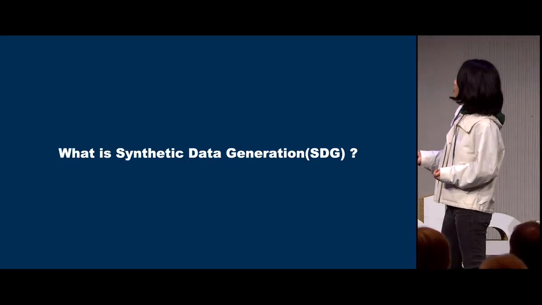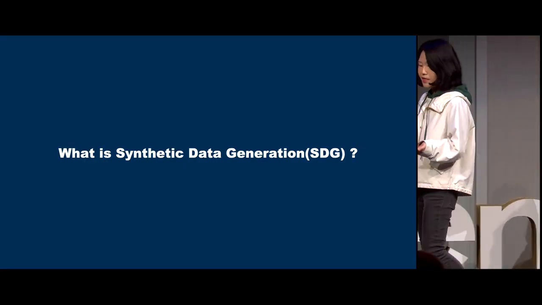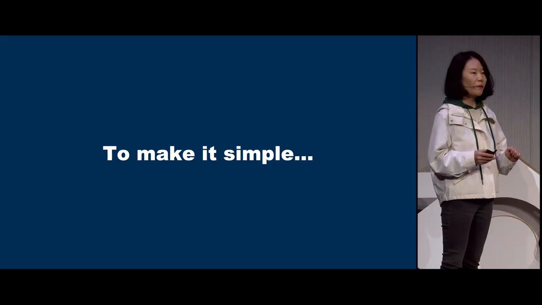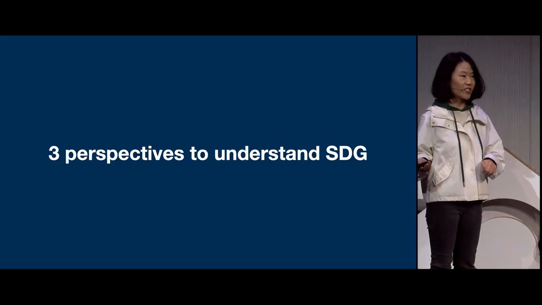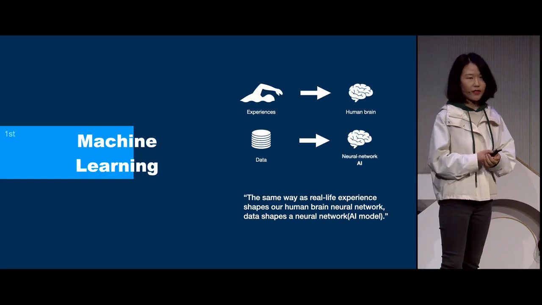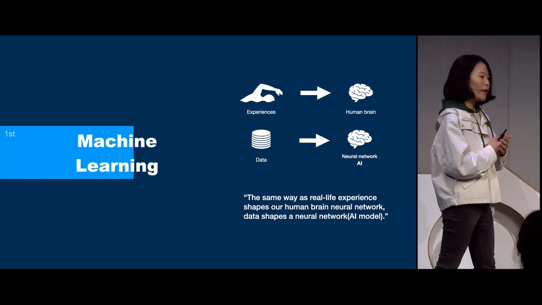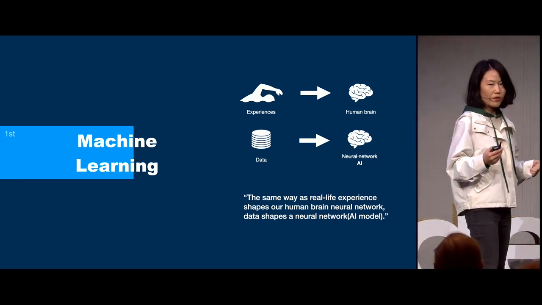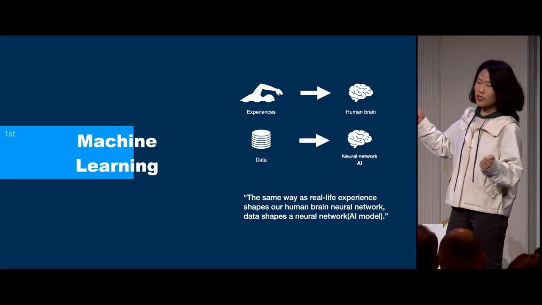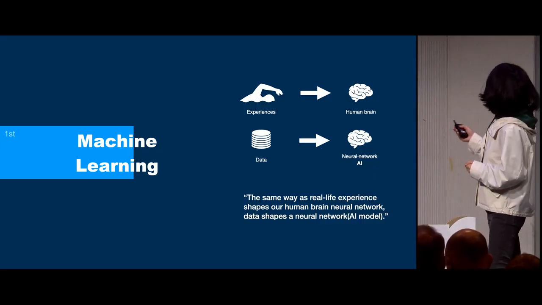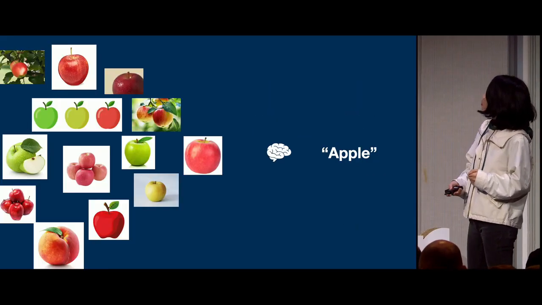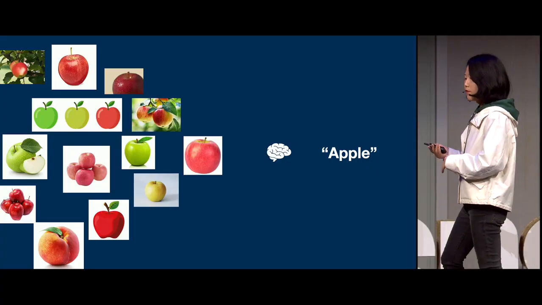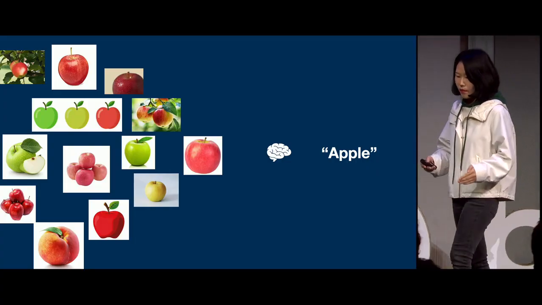So the first question is, what is synthetic data generation? Let me make it very simple. Here are three perspectives to understand this SDG. The first one is the machine learning view. The basic idea is that like real-life experiences shape our human brain, the same way data shapes a neural network, which is AI. So if we are going to teach our AI to recognize an apple, we want to give a lot of images of apples.